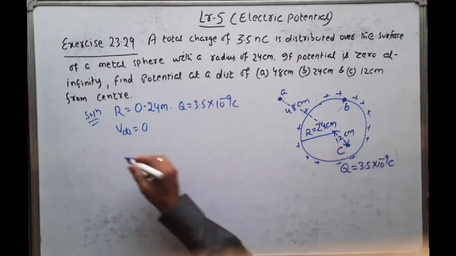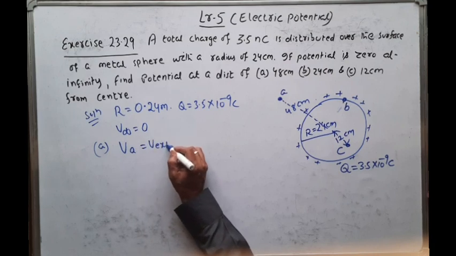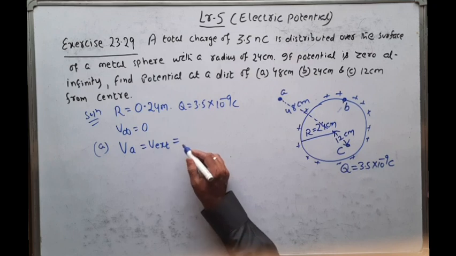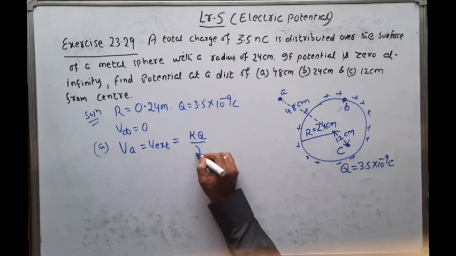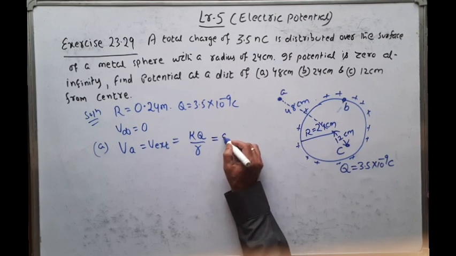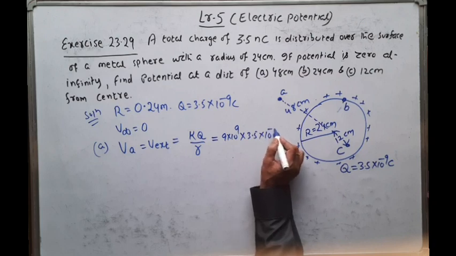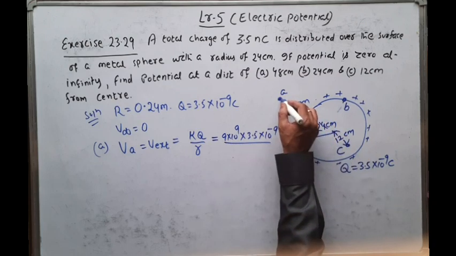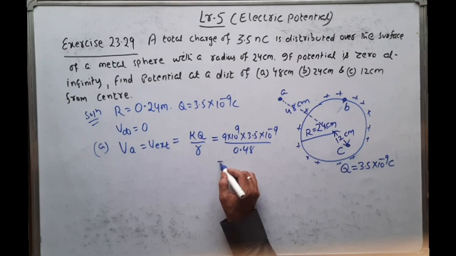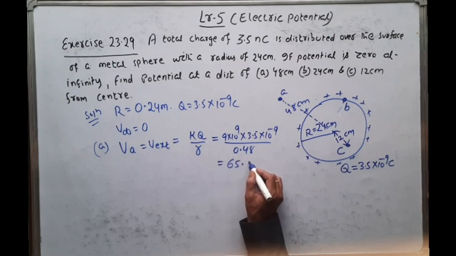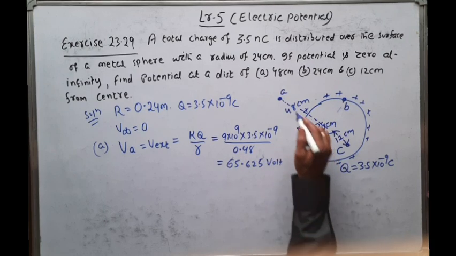12 centimeter. So first we will find what is the potential at A point, which is equal to potential at external point for a spherical conductor. And for a spherical conductor, the potential at external point is equal to KQ by R. R is the distance. So K is 9 into 10 to the power 9. Q is given 3.5 into 10 to the power minus 9 divided by the distance from center to this A point, which is 48 centimeter, that is 0.48 meter. So if you will calculate, you will get 65.625 volt. So this is the potential at A point.